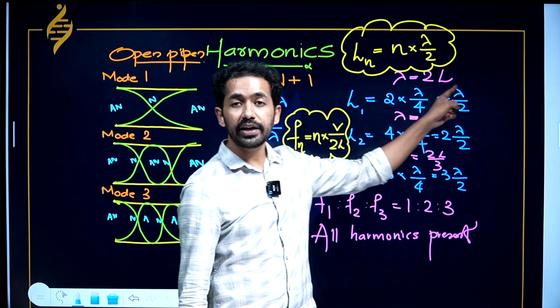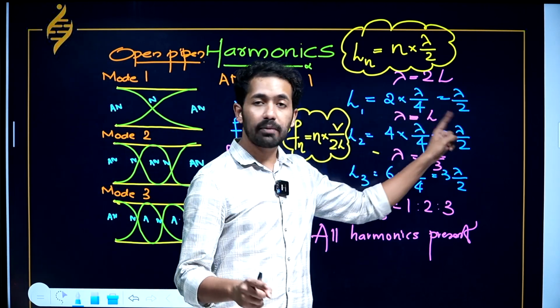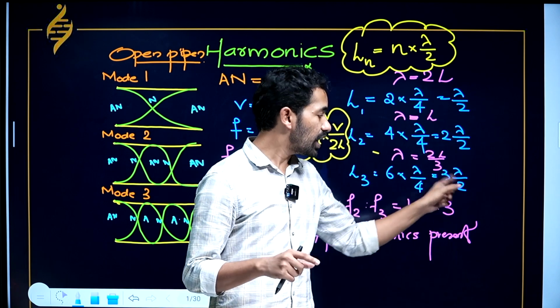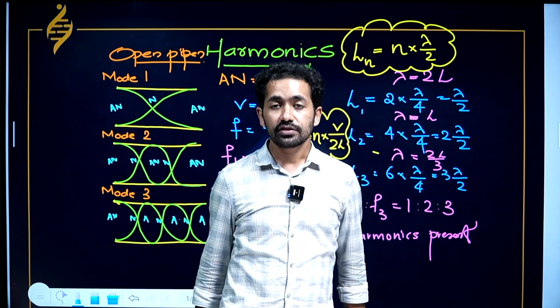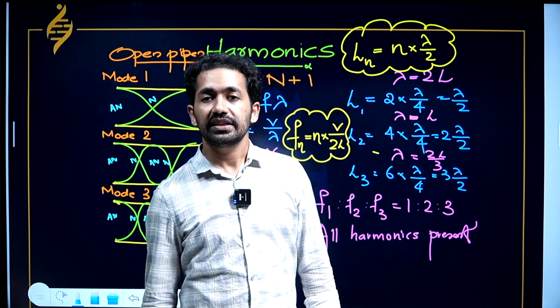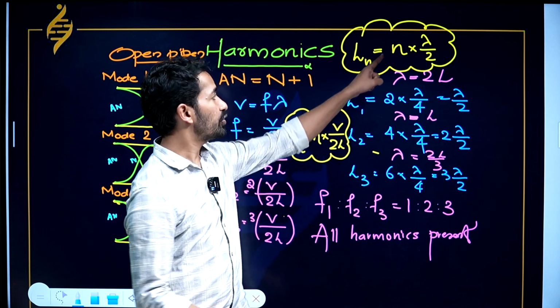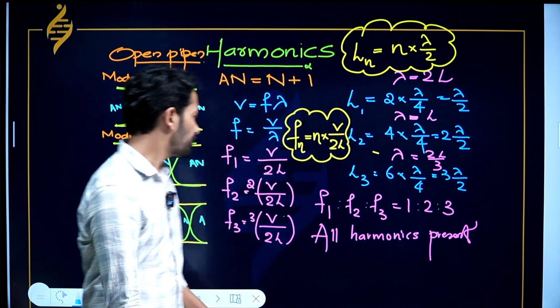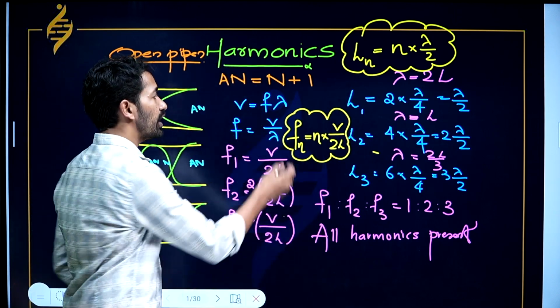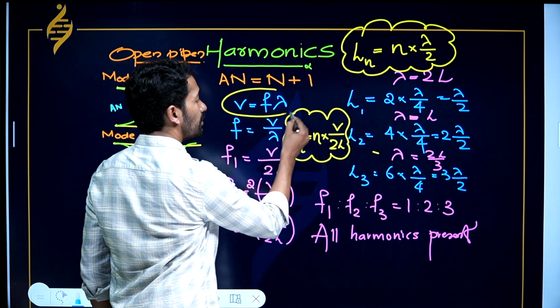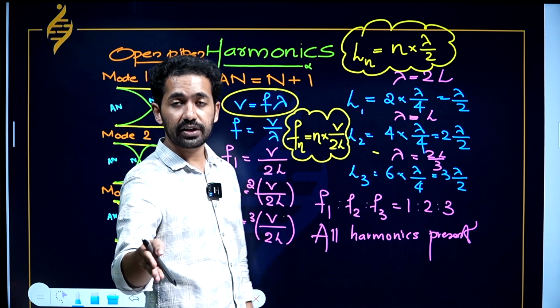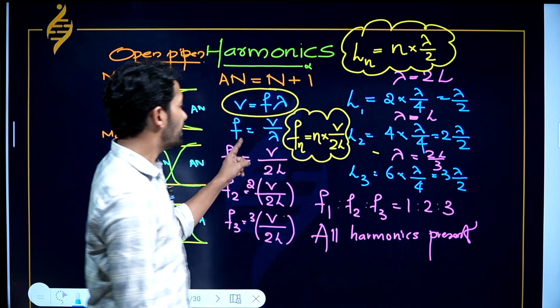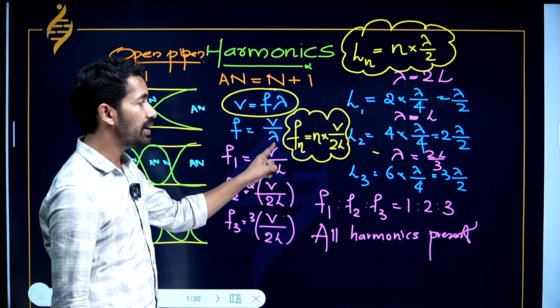Length is lambda by 2 for the first mode, 2 into lambda by 2 for the second mode, and 3 into lambda by 2 for the third mode. So when you consider the nth mode, the length will be n into lambda by 2, and that is our first standard equation. Now we know that V is equal to F lambda. V is equal to F lambda is a very standard equation in this chapter, waves. From that we get that frequency is equal to V divided by lambda.